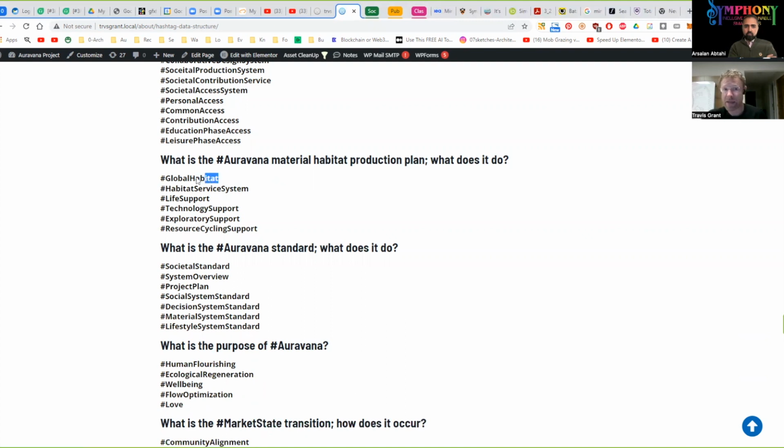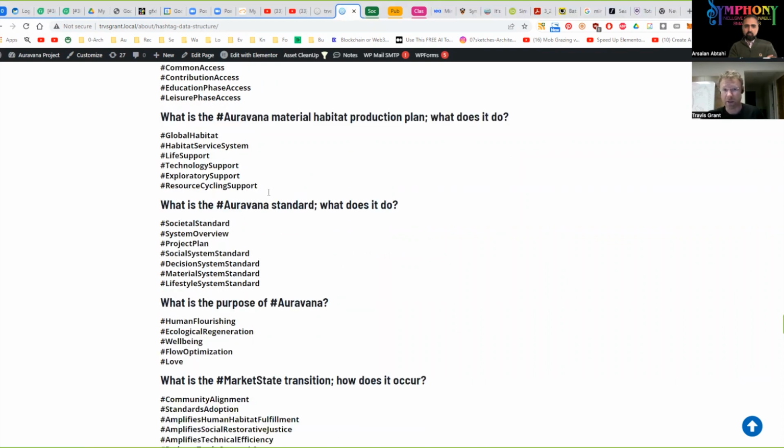You have a global habitat, you have a global habitat service. Then you have three service support structures: life, technology, exploratory, and resource cycling. That needs to be accounted for too. Then we have the Auravana standard. We have the societal standard, you know, what the standard is. It's a societal standard. We have the system overview for this new configuration and a description of the current configuration and why it isn't working. We have a plan, then we have the four standards.